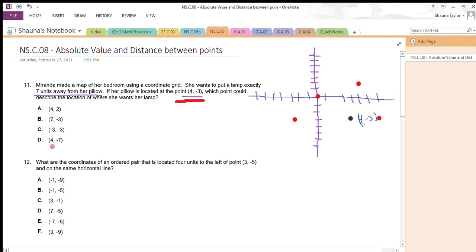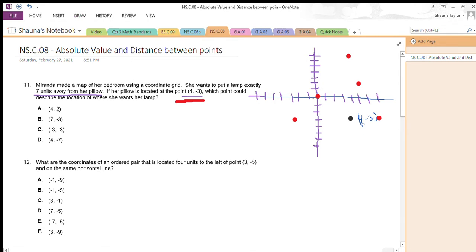And my last one is 4 and 7. So 1, 2, 3, 4. 1, 2, 3, 4, 5, 6, 7. Okay, so now that we have our dots there, we need to figure out this black dot, where her pillow is. We want to find out where that lamp is. It has to be 7 units away from it. So that's the distance. So if you take a look at this, let me go ahead and get a new pencil here, since this one disappeared on us.